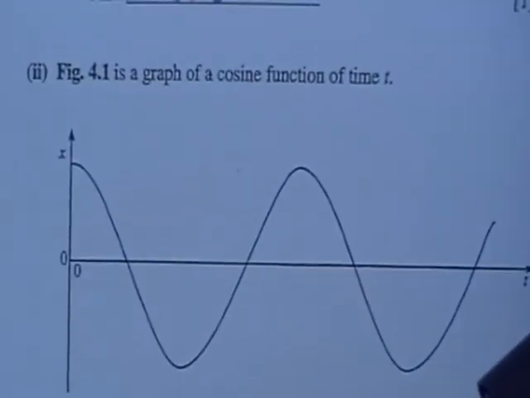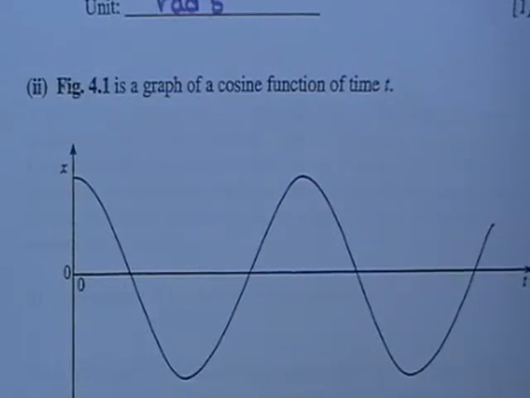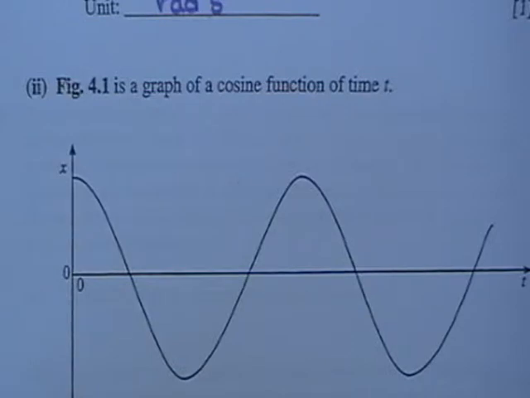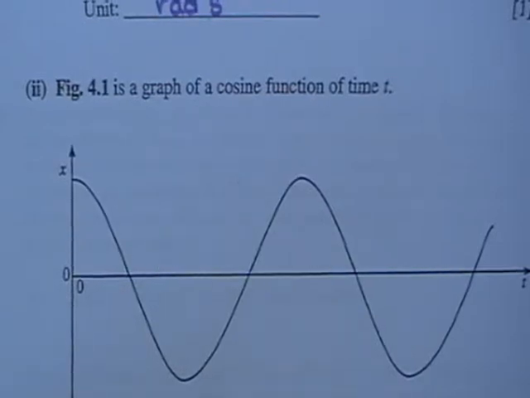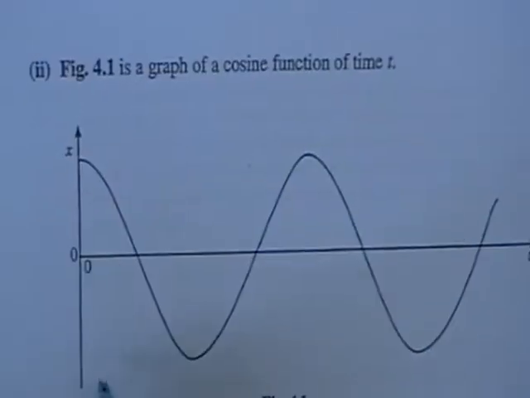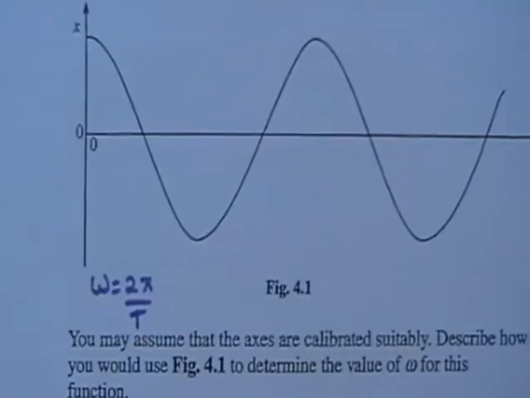Figure 4.1 is a graph of a cosine function of time t. You may assume that the axes are calibrated suitably. Describe how you would use figure 4.1 to determine the value of omega for this function. Now, we know that omega, I'll write it here actually, omega is 2 pi over T. So you have to determine T from the graph.